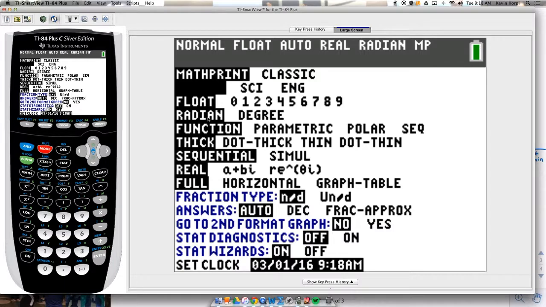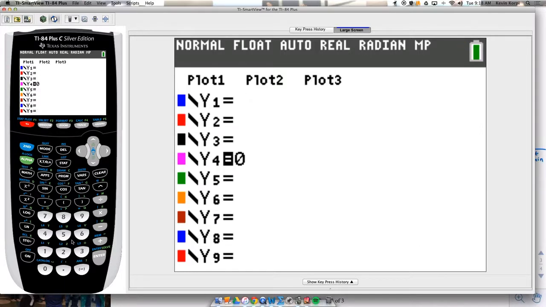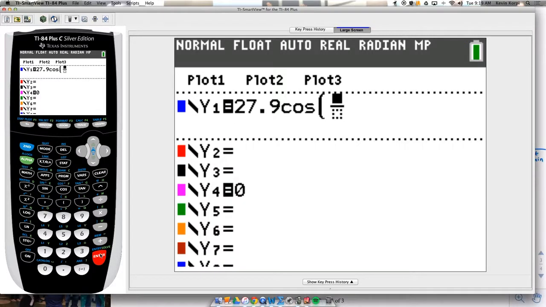I need to be in what mode? Radian or degree? Radian. Okay, I am in radian mode. Now I'm going to go to y equals and type it in, 27.9. And there are infinitely many different equations for this function. I'll just require you to come up with one. If you want to use the horizontal division bar, remember that second y equals n over d. You got pi. Use the pi button. Don't type in like 3.14.